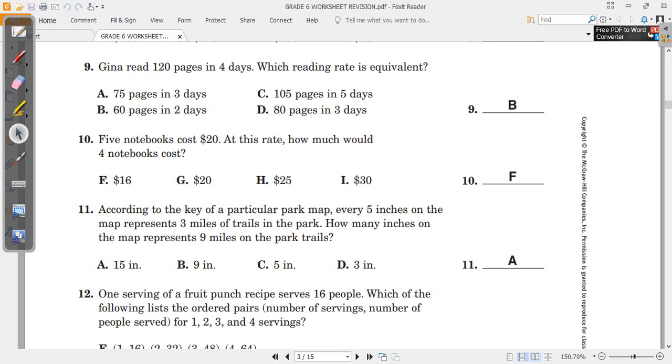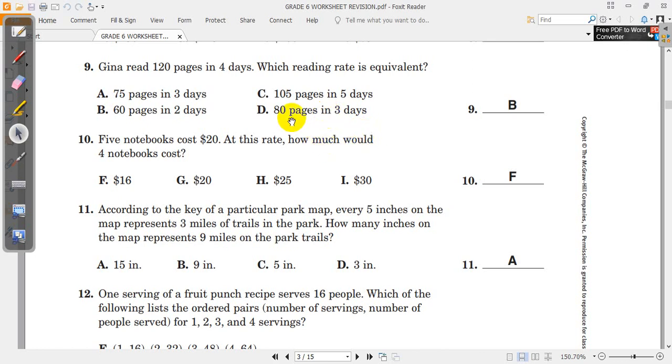If we divide 75 over 3 will equal 25. No. If you divide 105 over 5, it will equal 21. Let's think about that. 105 over 5 will equal 21. Okay, what about D? 80 pages in 3 days. 80 over 3 will equal 26 and a decimal.